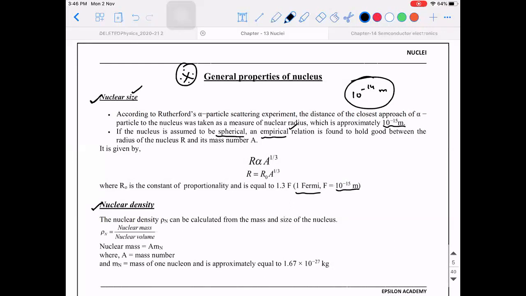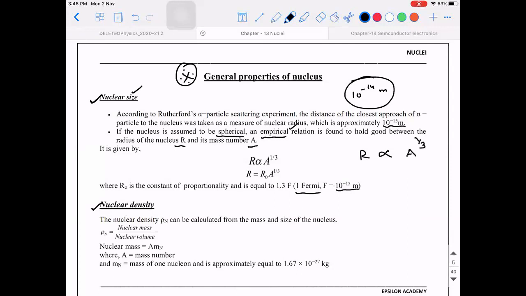So an empirical relation that is found to hold good between the radius of the nucleus r and its mass number is given like this. The radius of a nucleus is observed to be directly proportional to the cube root of its mass number. This is an important relation. Please make a note of it. Questions will be asked based on this.